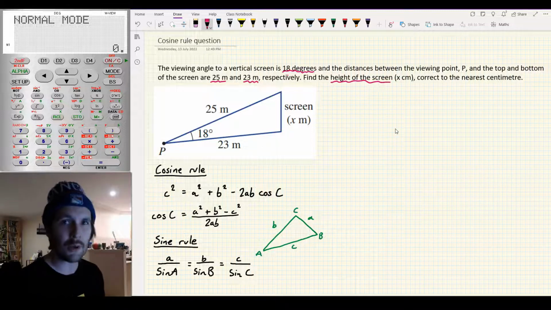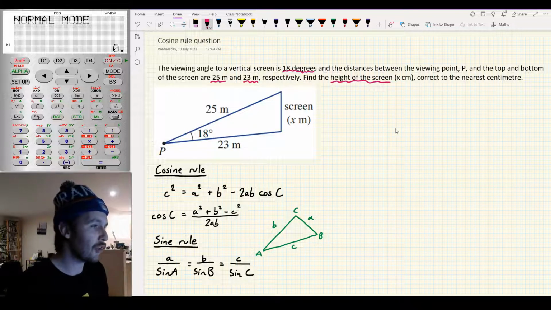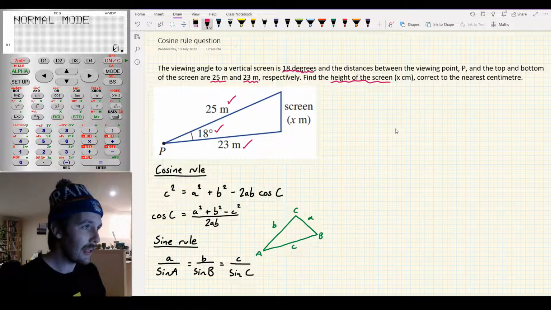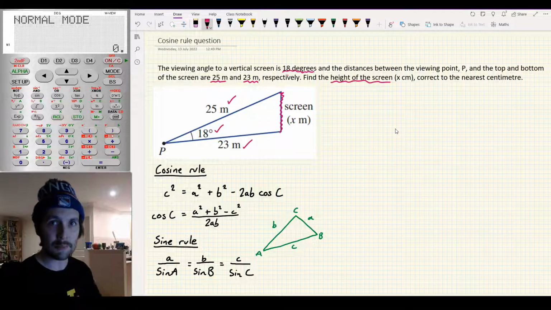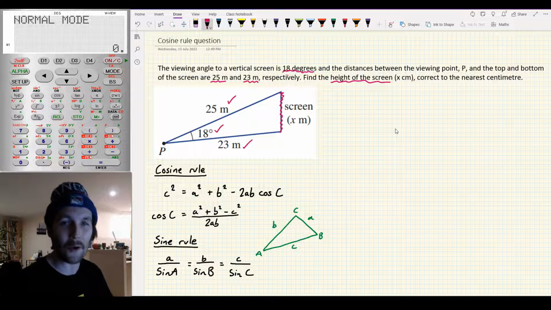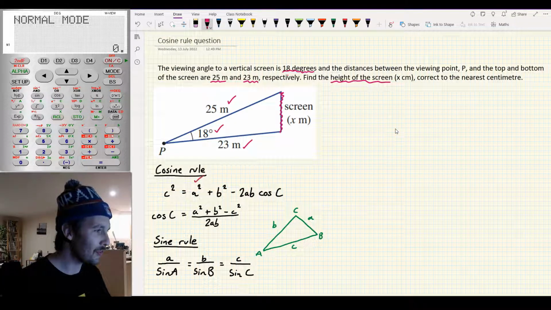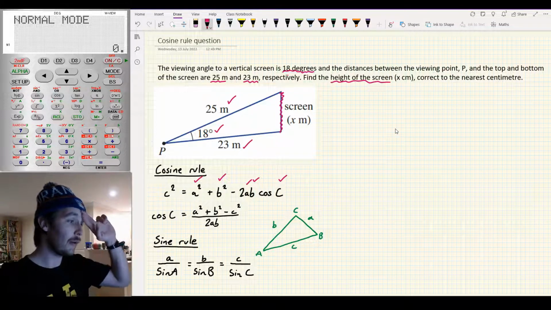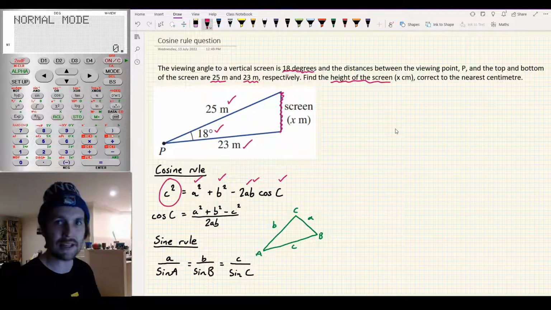Okay, so if we just break down what we're actually looking for here, we've got a non-right angled triangle. We've got two sides that are given. The included angle of those sides is given as well. And we're asked to find the side length that's opposite the angle. This is perfect for the cosine rule. It's what the cosine rule was born to do. We've got two sides, the included angle as well, and we're looking for the side length opposite the angle.